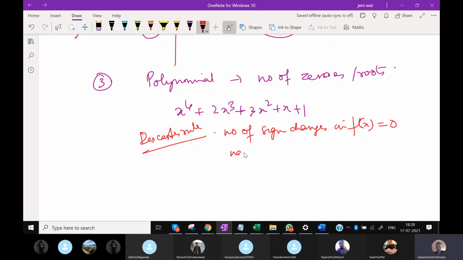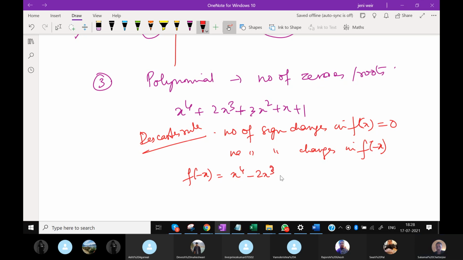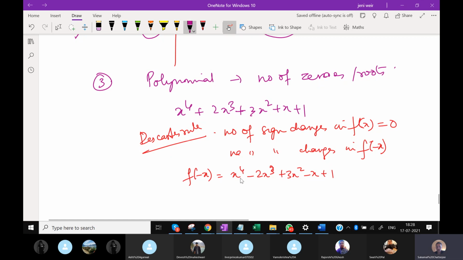So that means this has no positive root. And number of sign changes in f of minus x. So f of minus x will be x to the power 4 minus 2x cube plus 3x square minus x plus 1. Here the number of sign changes will be positive to negative 1, negative to positive 2, positive to negative 3, negative to positive 4. So there are 4 sign changes. So the number of roots on the negative side can be 4 or 2.